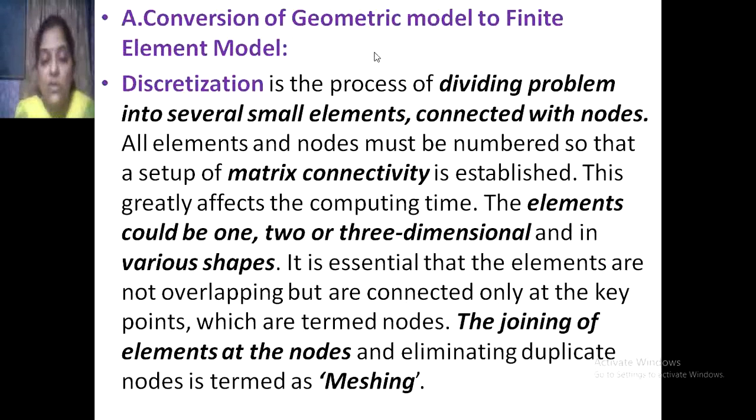The elements could be 1, 2 or 3 dimensional and in various shapes. It is essential that the elements are not overlapping but are connected only at the key points, which are termed nodes.